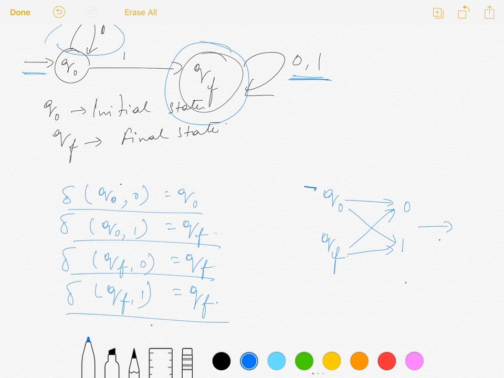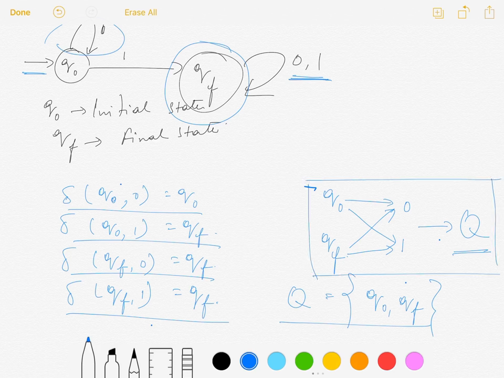So, this must be a subset of Q, if I consider Q as the set of internal states, Q0 and QF. So, that must be a part of Q. This should be the definition of a transition function. In short, if I want to write it, the transition function delta is from Q cross sigma.